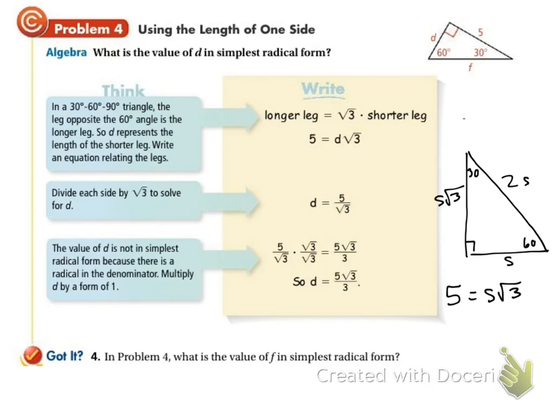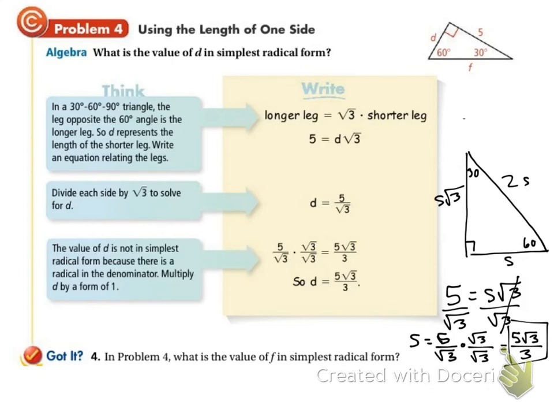And I need to know what s is, so I'm going to try to get s alone, so I'm going to divide by root 3 on both sides. So this is going to cancel off, and I get that s is equal to 5 over square root of 3. But remember, I'm not allowed to keep square root of 3 in the bottom, so I'm going to multiply by the square root of 3 over the square root of 3. So on top I get 5 square root 3 over 3. And I can't simplify that anymore because 5 can't be divided by 3. So here's my s.